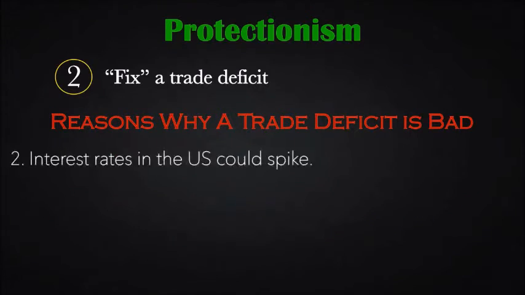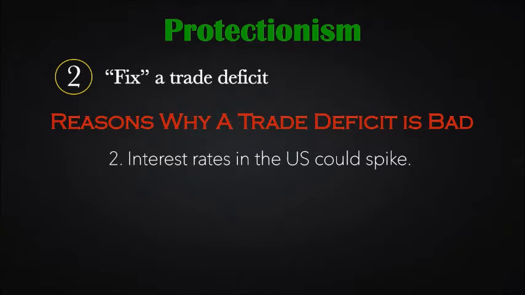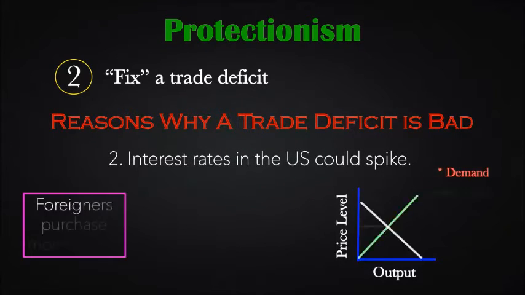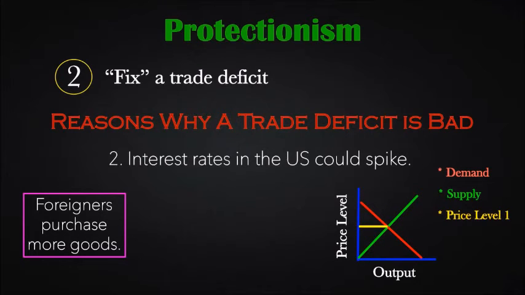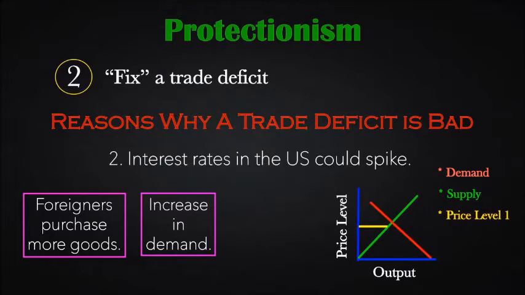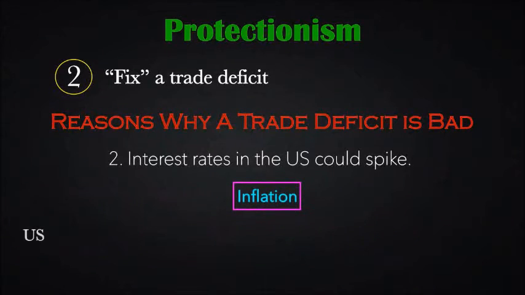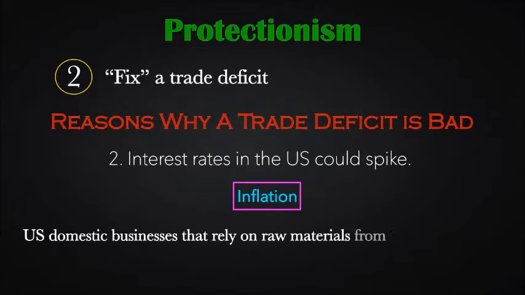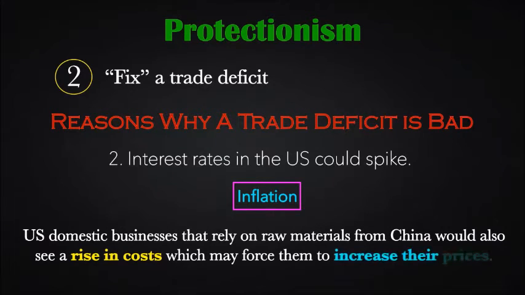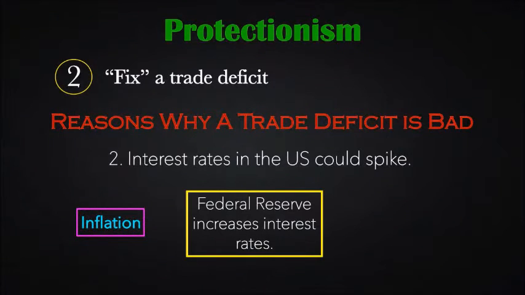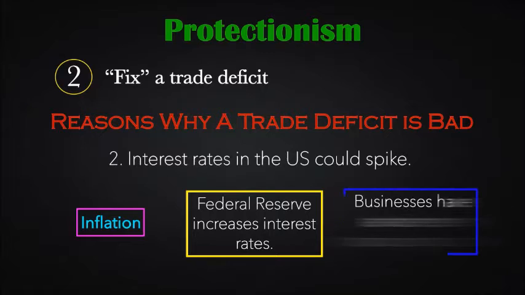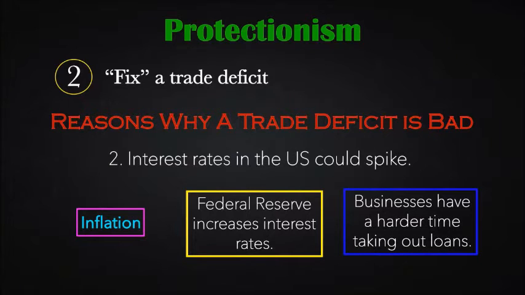The second disadvantage is that interest rates could spike. As I mentioned before, the Chinese would be more willing to purchase domestic goods, which would increase demand, and an increase in demand leads to an increase in prices. I also mentioned that some domestic businesses that rely on raw materials from China would also see a rise in costs, which may force them to increase their prices. All this inflation may compel the Federal Reserve to increase interest rates. A rise in interest rates makes it harder for domestic businesses to take out loans.